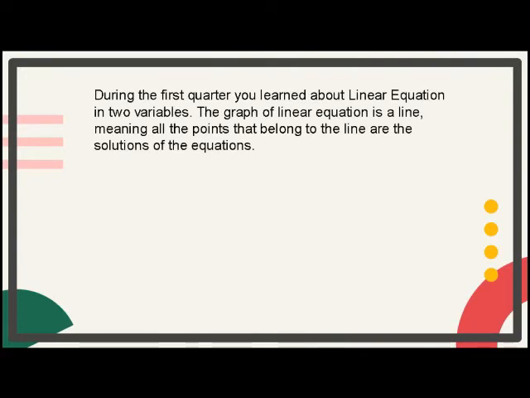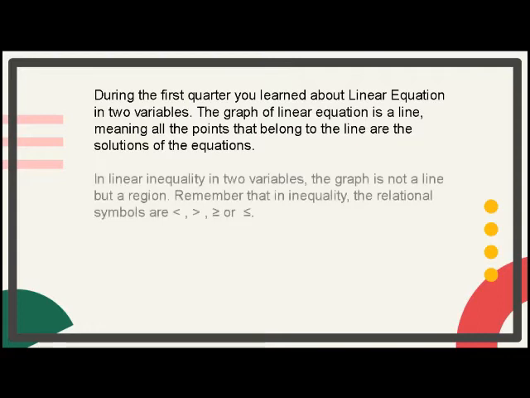During the first quarter, you learned about linear equation in two variables. The graph of linear equation is a line, meaning all the points that belong to the line are the solutions of the equations. In linear inequality in two variables, the graph is not a line but a region. Remember that in inequality, the relational symbols are less than, greater than, greater than or equal to, or less than or equal to.